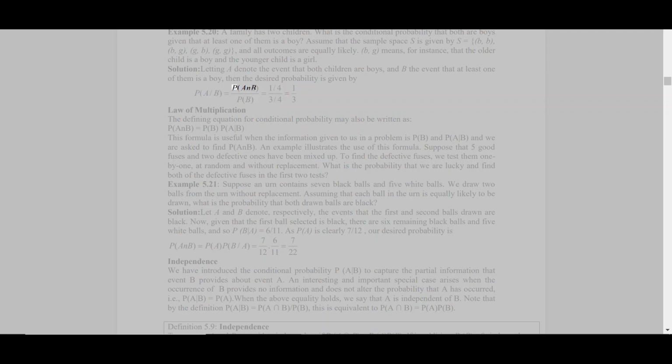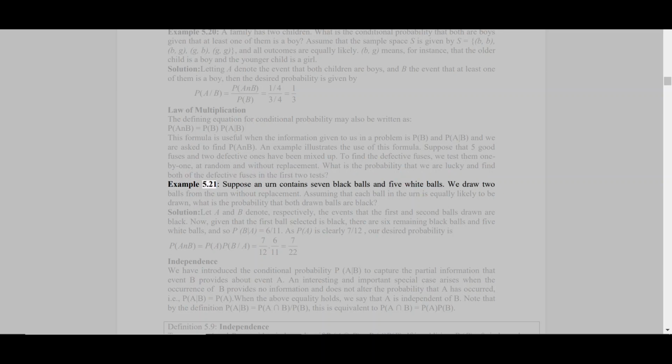Law of multiplication. The defining equation for conditional probability may also be written as P(A and B) = P(B)P(A|B). This formula is useful when the information given to us in a problem is P(B) and P(A|B), and we are asked to find P(A and B). An example illustrates the use of this formula. Suppose that 5 good fuses and 2 defective ones have been mixed up. To find the defective fuses, we test them one by one, at random, and without replacement. What is the probability that we are lucky and find both of the defective fuses in the first 2 tests?